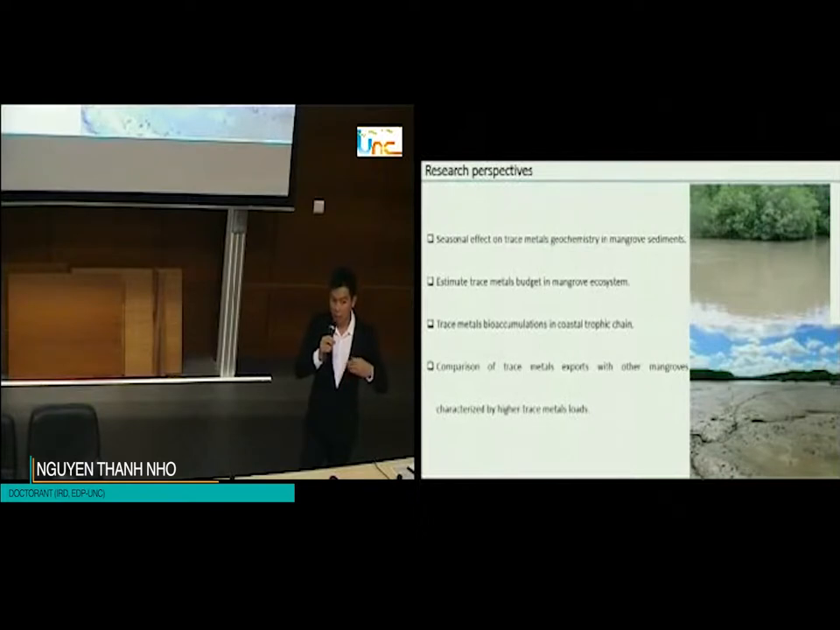Yeah. And maybe trace metal can be a threat for the top trophic level, and especially for human health. And we need to collect samples, for example, the phytoplankton, and we need to collect, for example, the fish and other organisms in the food chain, food web, to analyze and confirm and identify the effect of the trace metal in the food web, I think so. Yeah. Okay.